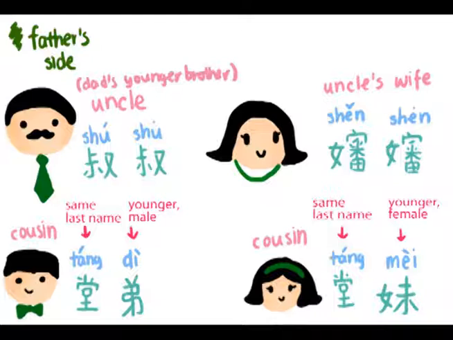If they have a daughter that is younger than you, she would be your Tang Mei. Again, Tang is an indication that your cousin has the same last name as you, and Mei means that she is a younger female since Mei means younger sister.